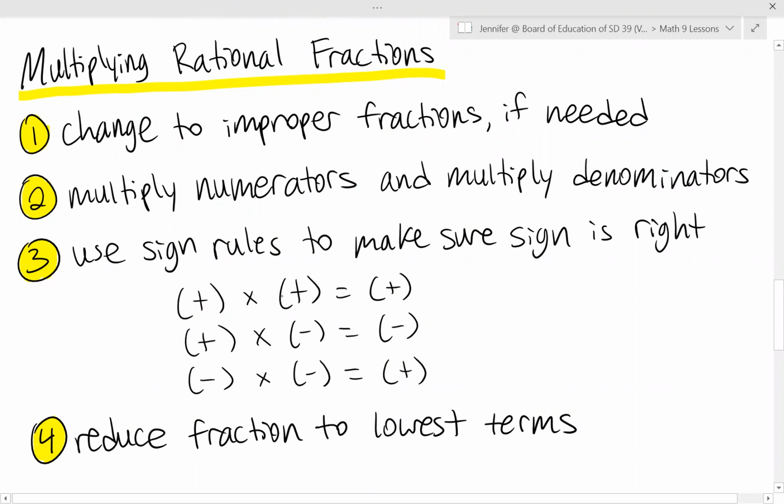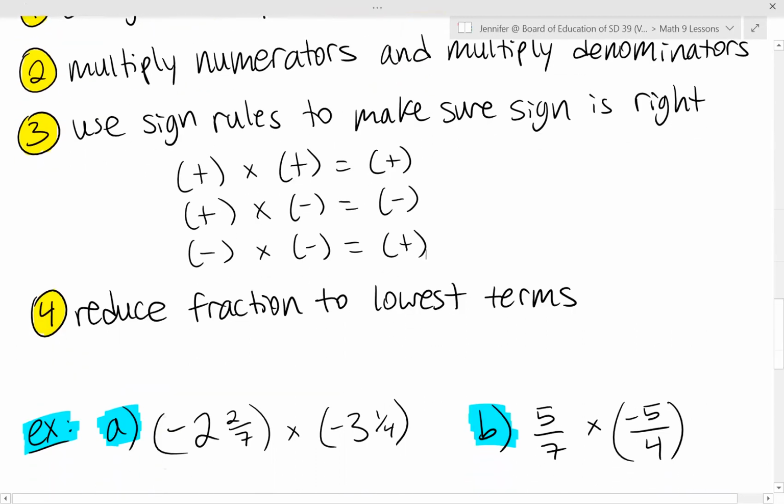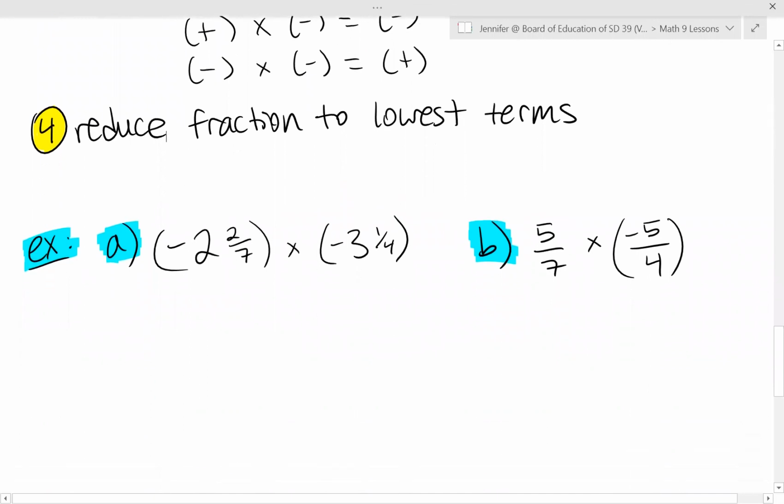If we have two positive numbers, it gives us a positive. If we have one of each, that's going to give us a negative. And if we've got two negatives, that gives us positive overall, because that's a double negative leading to positive. Then you always end your questions by reducing the fraction to lowest terms. So let's try some examples.